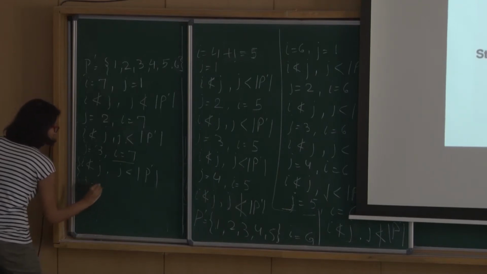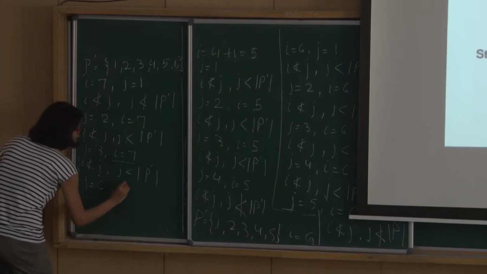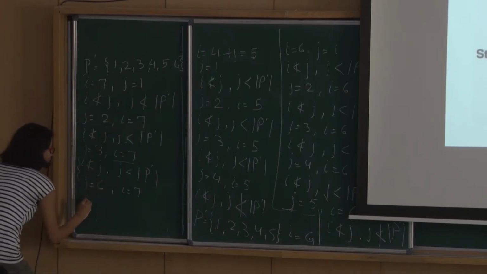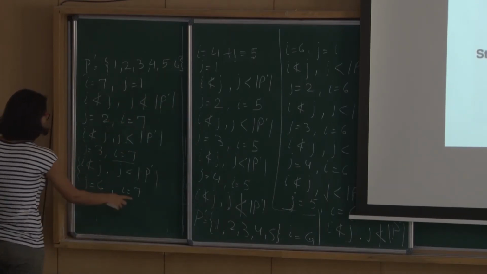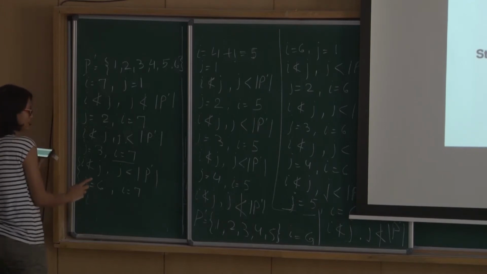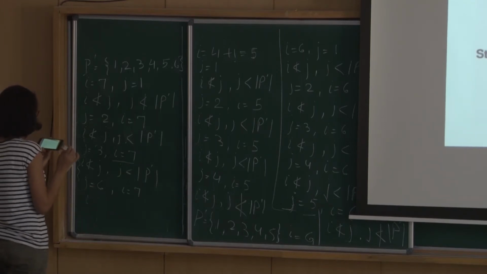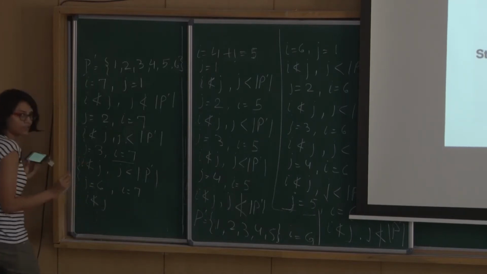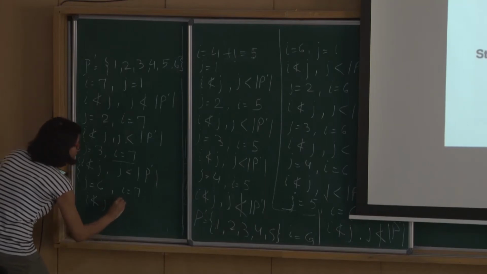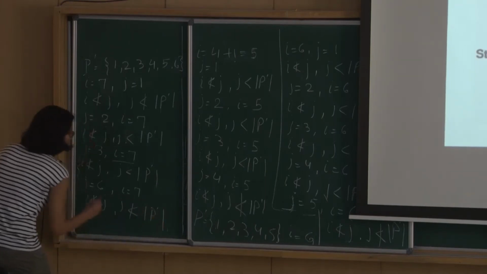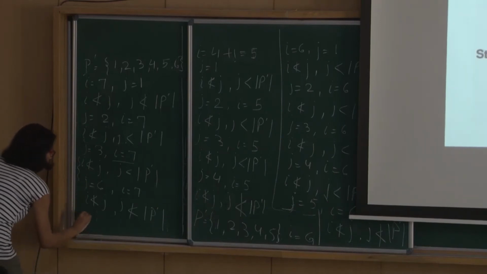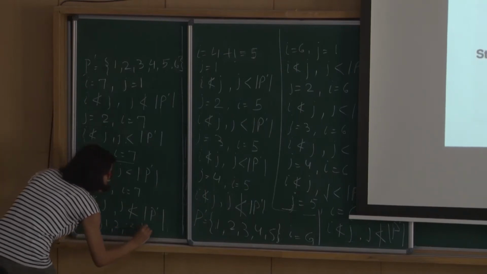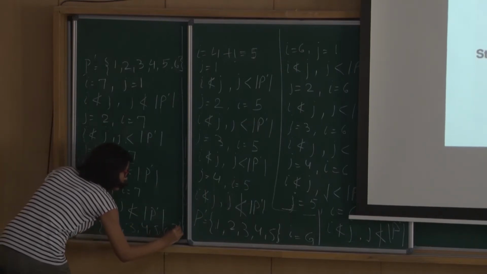But I think 6 dominates 7. 6 dominates 7. So, yeah, and J is 6. Okay, sir, I dominate J, no sir? I do not dominate J. Now, J is not strictly less than P dash because it is 6. So now P dash will become 1, 2, 3, 4, 5, 6, 7.